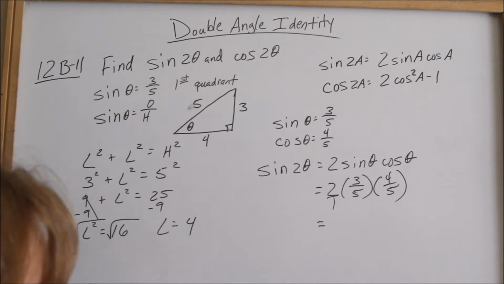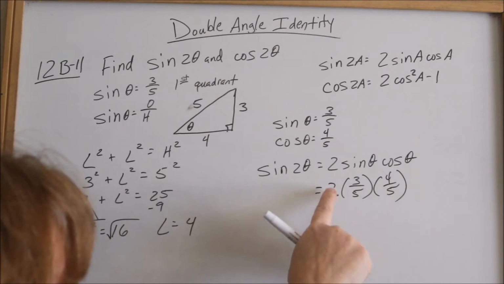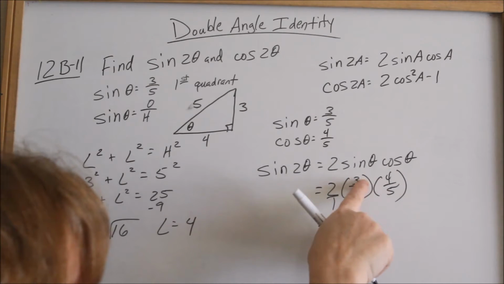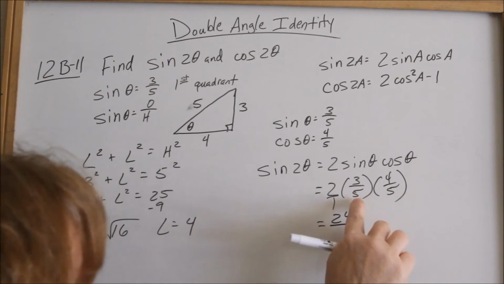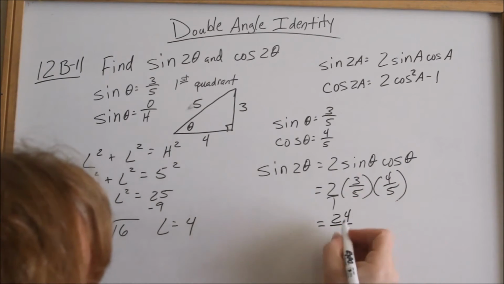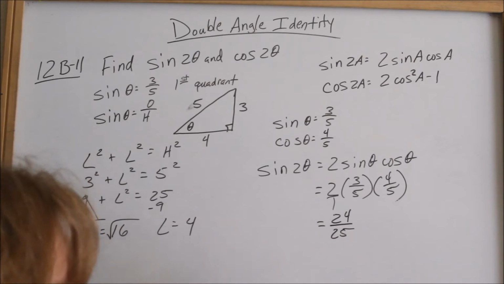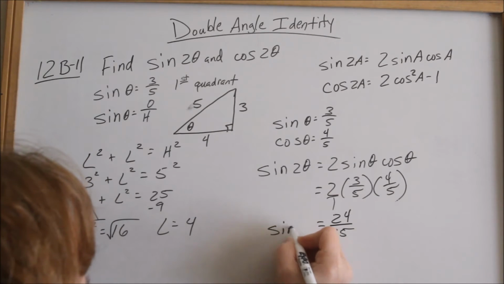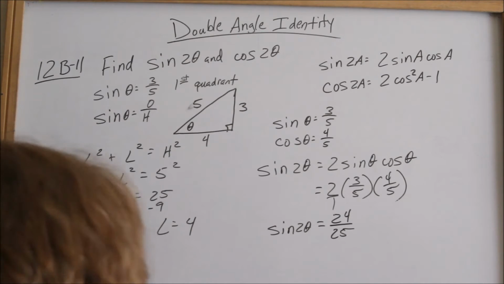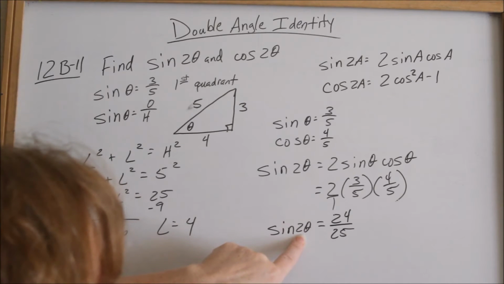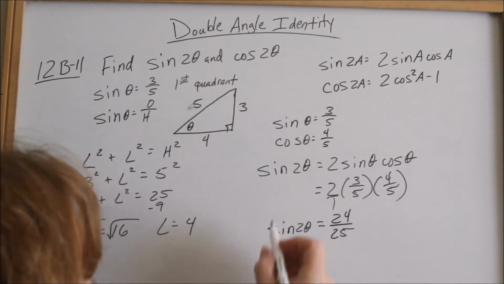Multiplying fractions, turn this into a fraction if that makes you feel better so you can visually see it. How do you multiply fractions? You multiply everything straight across. 2 times 3 times 4. 2 times 3 is 6. 6 times 4, 24. 1 times 5 times 5, 25. Can't reduce that. Always reduce if you can. So what we calculated, or what we discovered, I like calculated, was that sine of the double angle, sine of 2 theta, is 24/25.